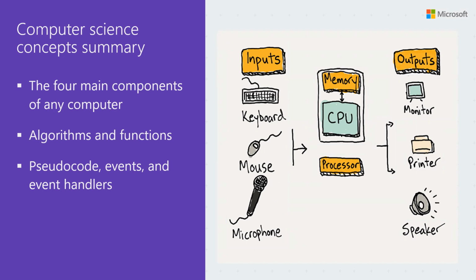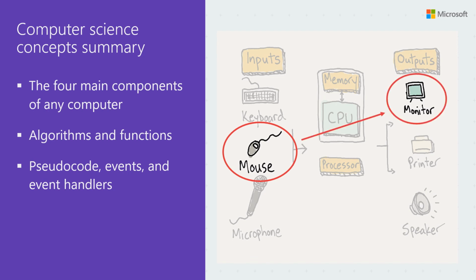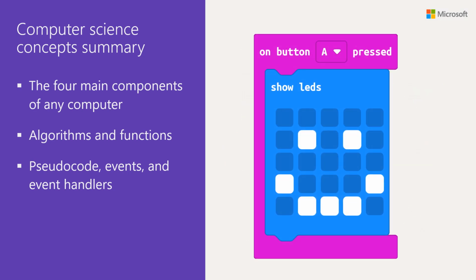An event is an input or action by the user, and the event handler is the part of the code that responds to the event. So, for example, a mouse click event can trigger the computer to open an app on screen, or the event of pushing button A on the microbit can trigger it to show a smiley face.